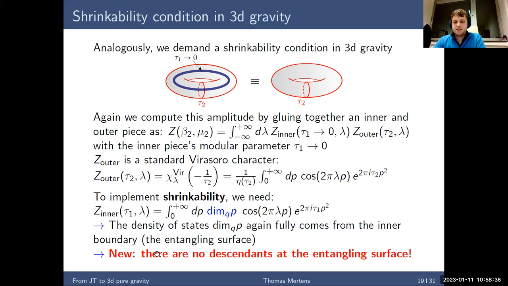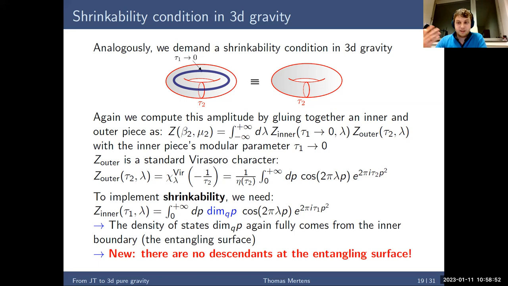So again, the density of states, which I write down as dim QP, so this is this sinh times sinh thing, it fully comes from the inner boundary or from the entangling surface. So all of these degrees of freedom should be living at the inner boundary, at the black hole horizon eventually, or at the entangling surface.